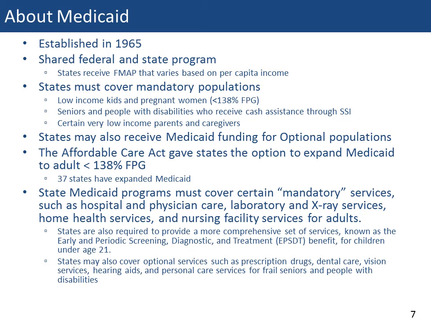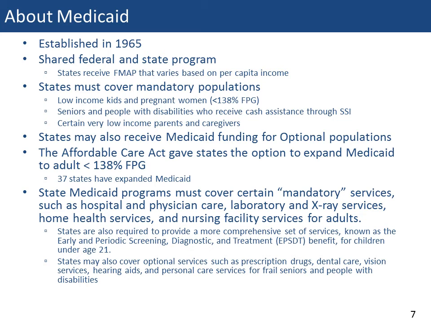States are required to cover certain mandatory populations under Medicaid, including low-income children and pregnant adults, seniors and people with disabilities who receive cash assistance through SSI, and certain other very low-income parents and caregivers. But states may also receive Medicaid funding for optional populations, and one that you might be quite aware of is that the Affordable Care Act gave states the option to expand Medicaid to adult populations with incomes below 138% of the federal poverty guidelines, and 37 states to date have expanded Medicaid under this option.